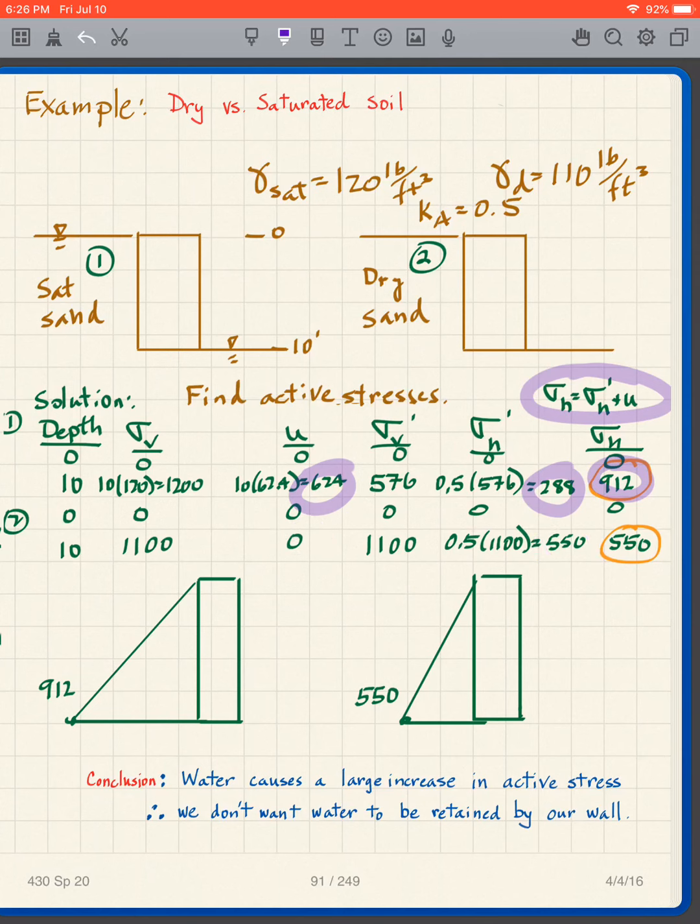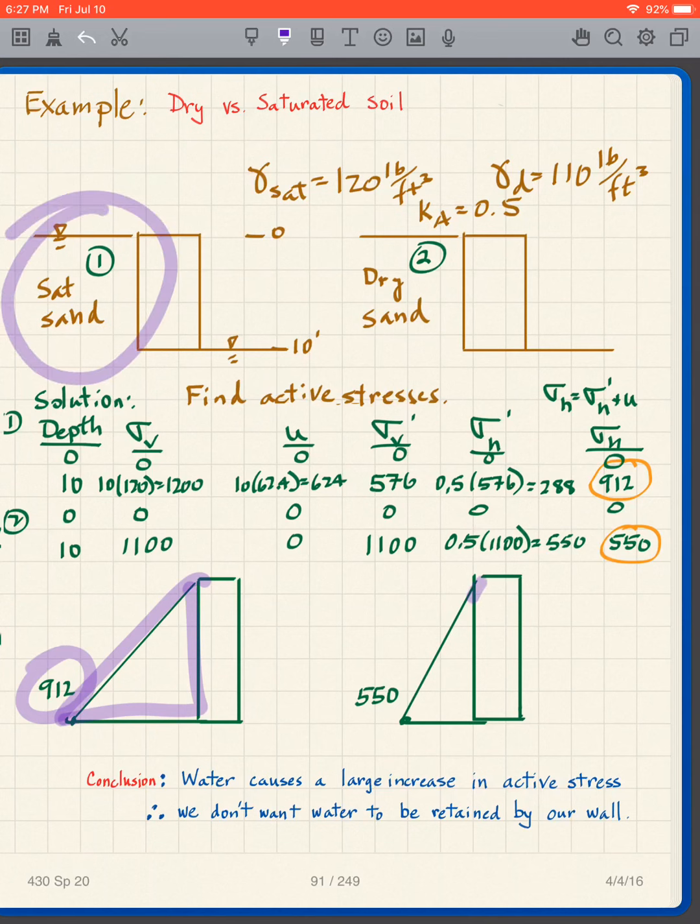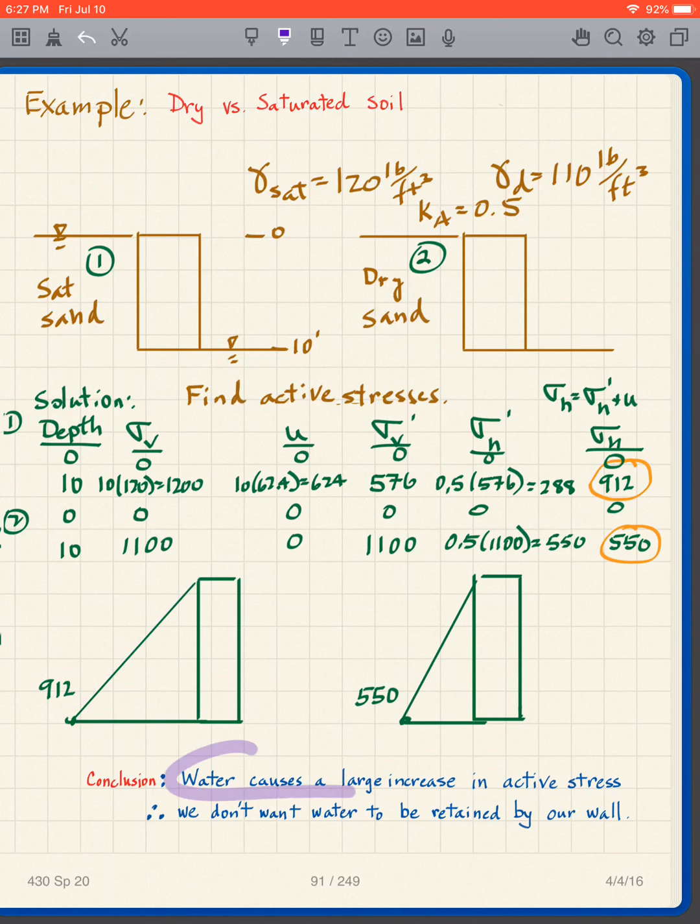So when I'm all done, when I look at the stresses, what do I see? I've got 912 for the saturated case. Over here, I've got 550 for the dry case. Obviously, what do we see? We see that the saturated condition is much worse. Water causes a large increase in the active stress.